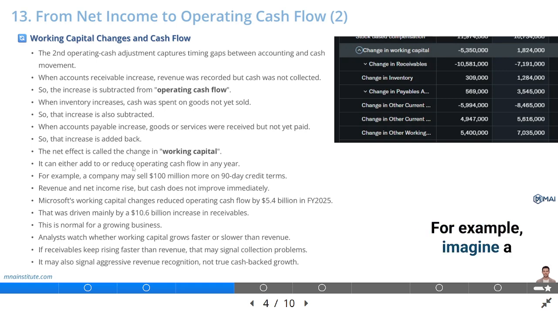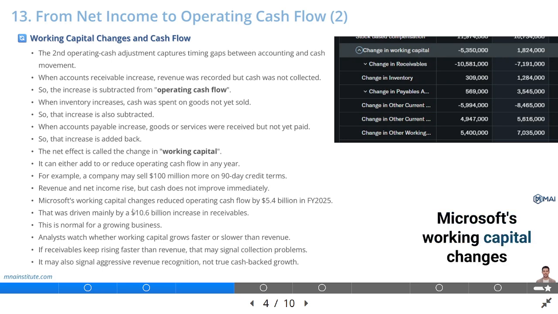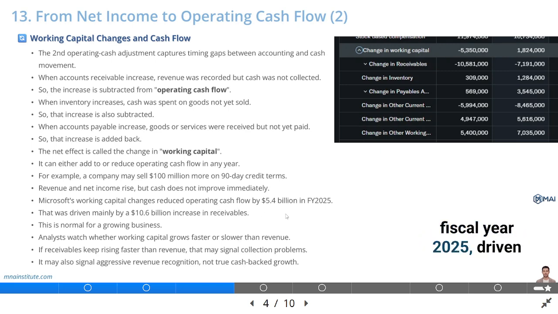For example, imagine a company sells $100 million more than the prior year, but all of it on 90-day credit terms. Revenue and net income both rise by $100 million, but operating cash flow does not improve until those receivables are collected. Microsoft's working capital changes reduced operating cash flow by $5.4 billion in fiscal year 2025, driven primarily by a $10.6 billion increase in accounts receivable as the company's revenue grew rapidly. This is a normal pattern for a growing business.